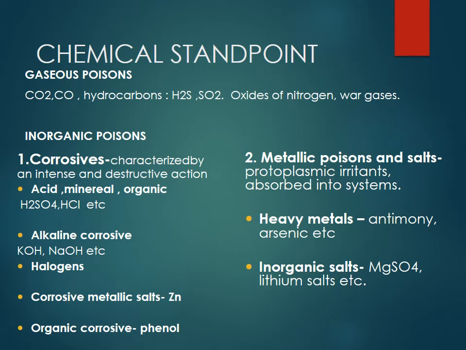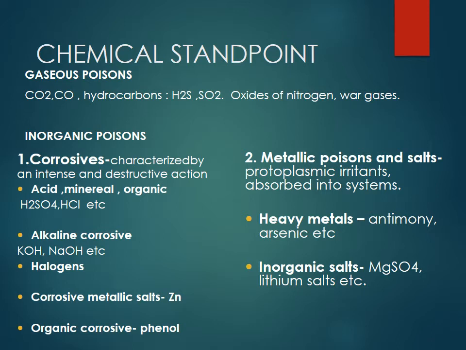From a chemical standpoint, gaseous poisons, for example, hydrocarbons, war gases. Another group is inorganic poisons like corrosives, characterized by an intense and destructive action, like mineral acids, and then alkaline corrosives, and then halogens, then corrosive metallic salts, and then organic corrosives like phenol.